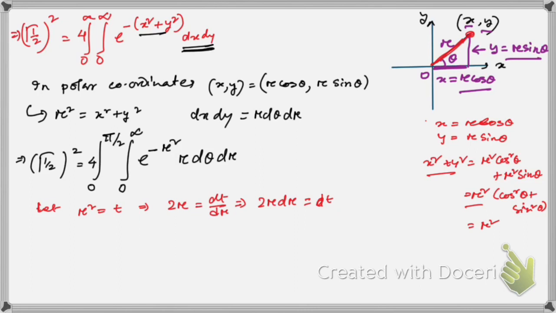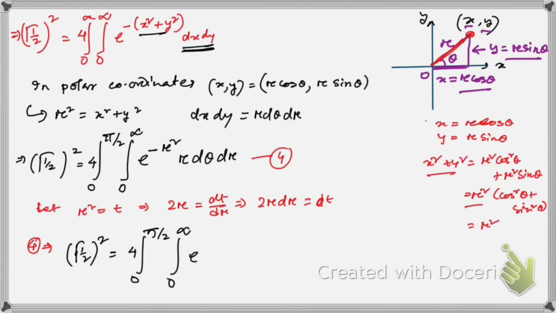That is what we have got. So hope you have understood this. So now this equation, suppose this is equation number 4. This equation number 4 implies that gamma half whole square is equal to 4 integral 0 to pi by 2, then again integral 0 to infinity e to the power minus r square, which is replaced by t.